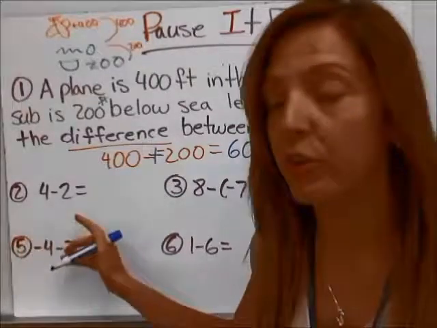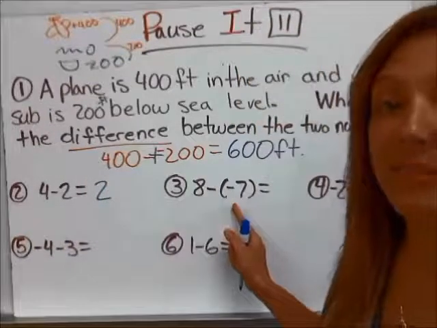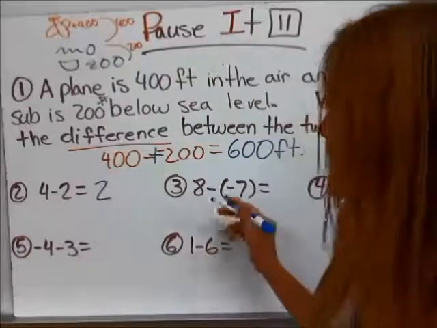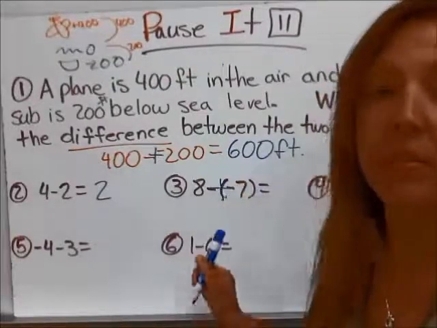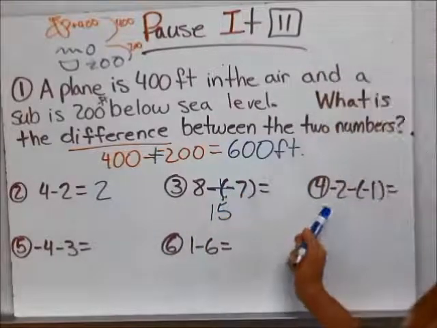Number 2, 8 minus a negative 7, we're subtracting a negative, so that's going to become plus. When you take away the negative, all that's left is positive. 8 plus 7 is 15.